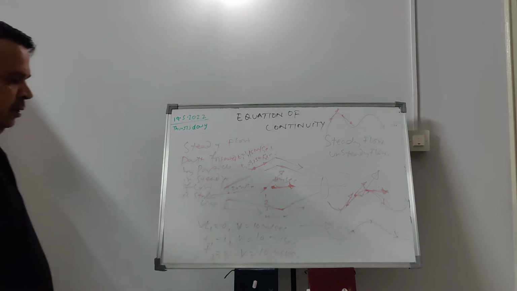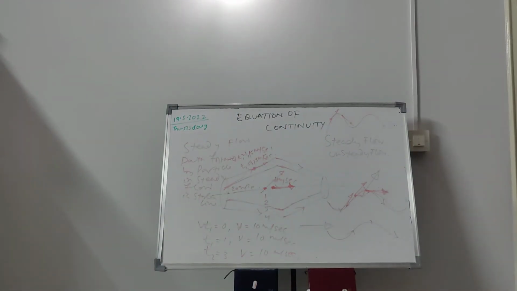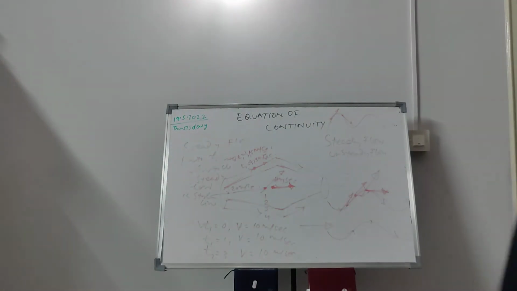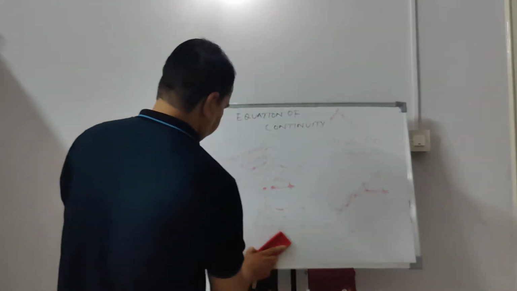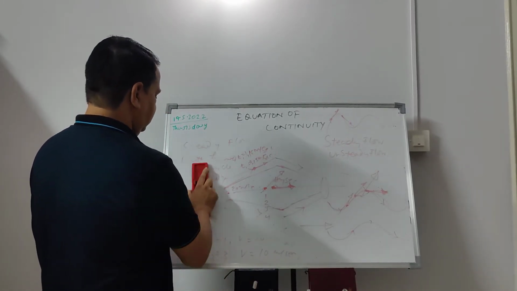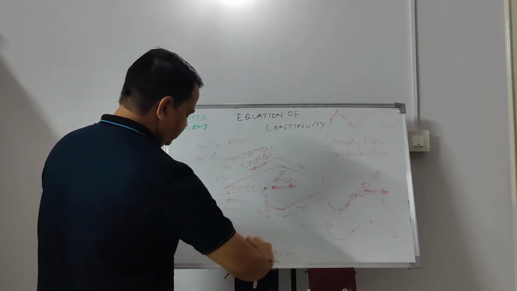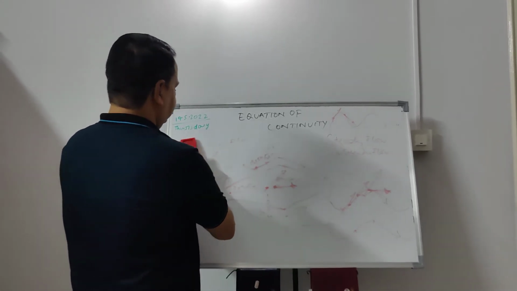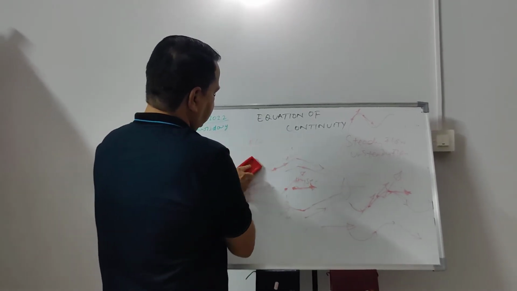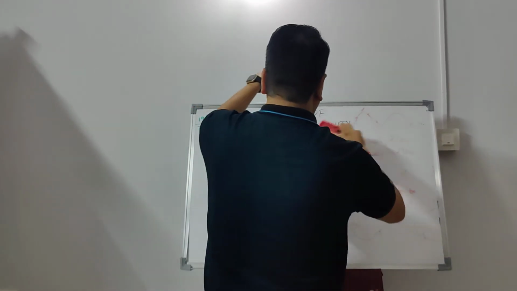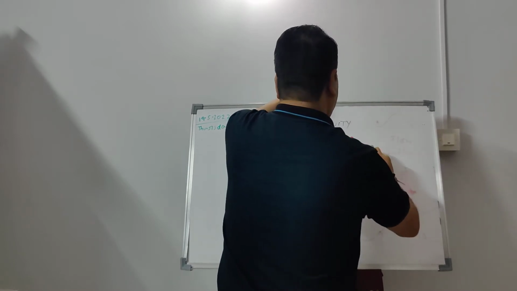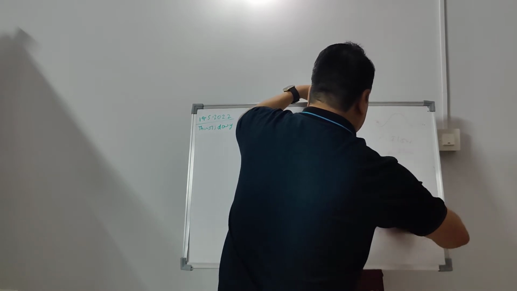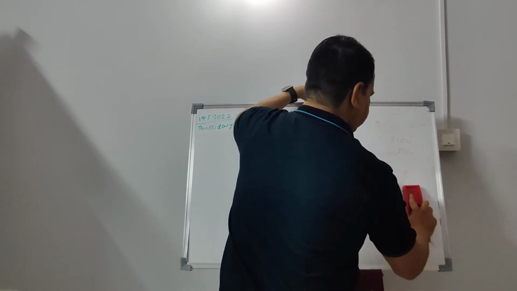Now we'll get into what the equation of continuity is. The equation of continuity comes from conservation of mass. You know there are two things: one is conservation of energy, one is conservation of mass. Conservation of energy will be useful in Bernoulli's principle. The equation of continuity is your conservation of mass.